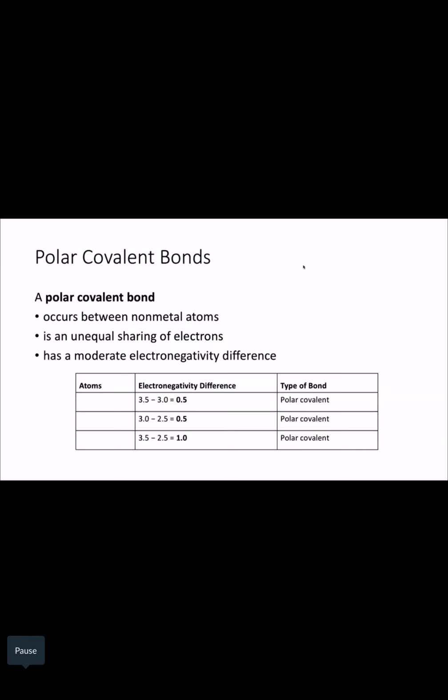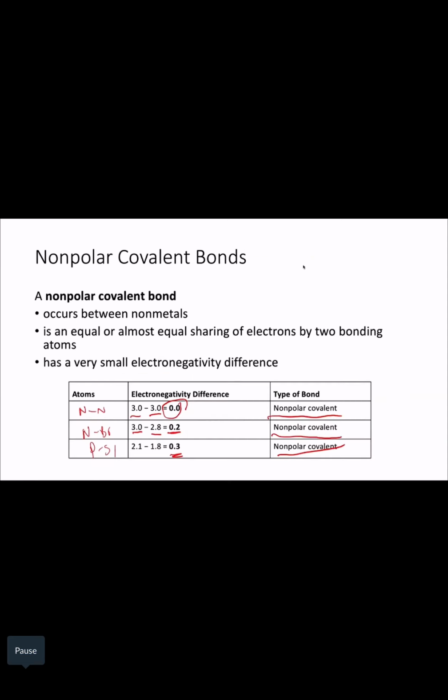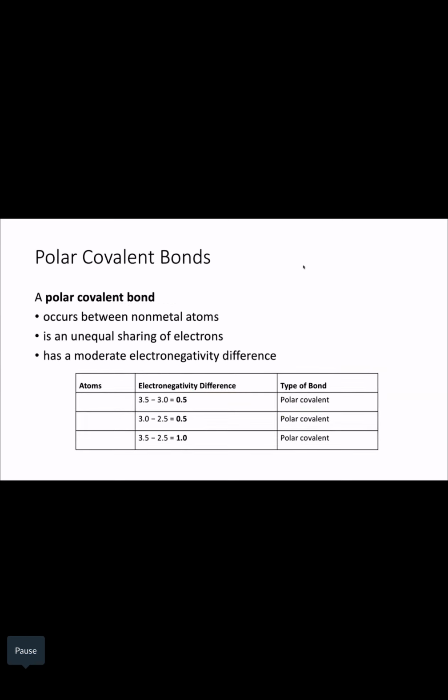So we have a 3.5, an oxygen and a nitrogen. On this particular one it's an oxygen and a nitrogen. We subtract, and that is when we start seeing a difference, 0.5. Anything above 0.5 is going to be considered polar covalent.